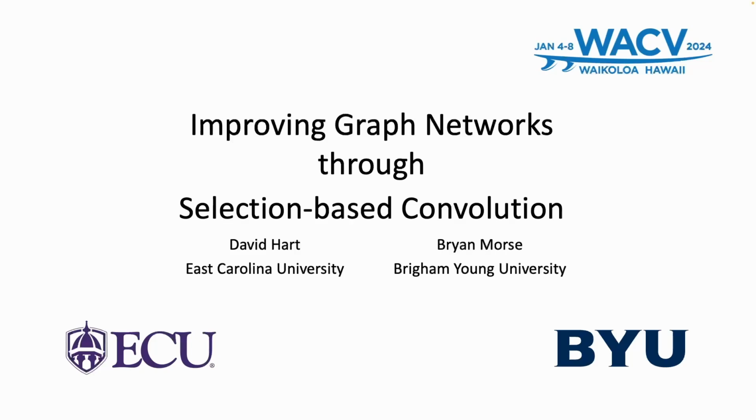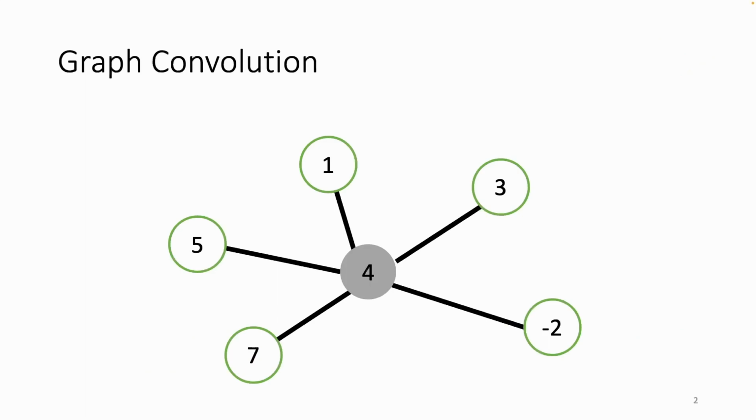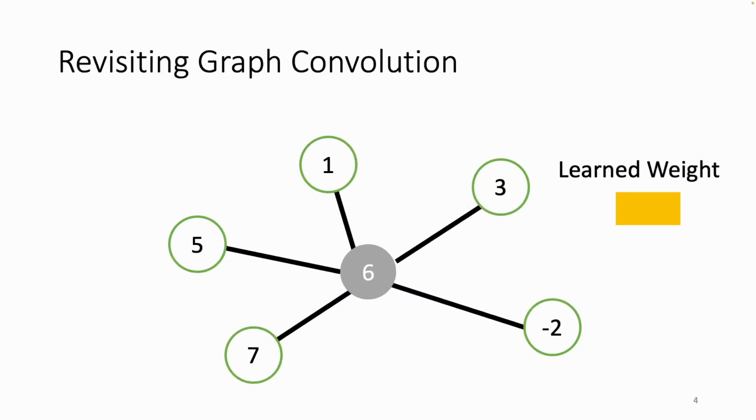We present improving graph networks through selection-based convolution. Graph convolution is often formulated as a message-passing algorithm, where each node has values or features associated with it. During the convolution, those node features are multiplied by some learned weight. Then every node looks at the features of its neighbors and aggregates them in some permutation invariant way, leading to a new value for the node in the following layers of the network.